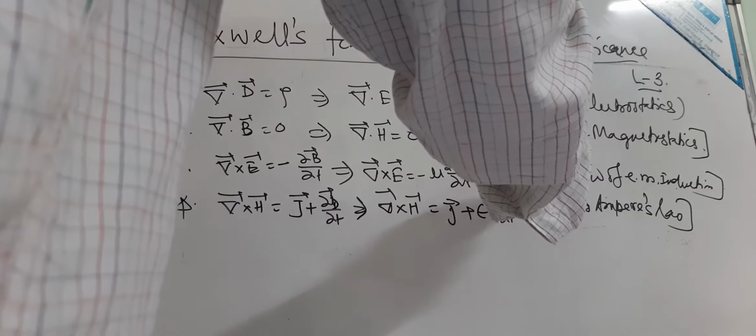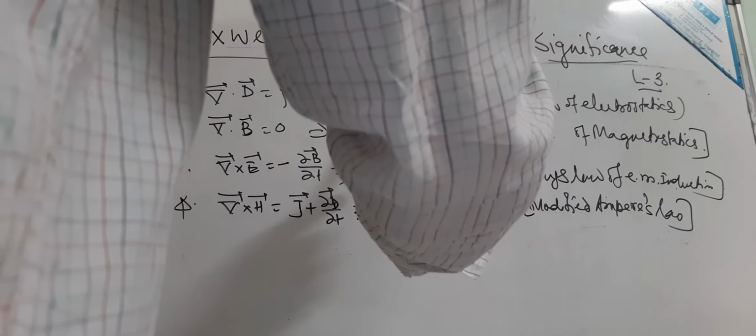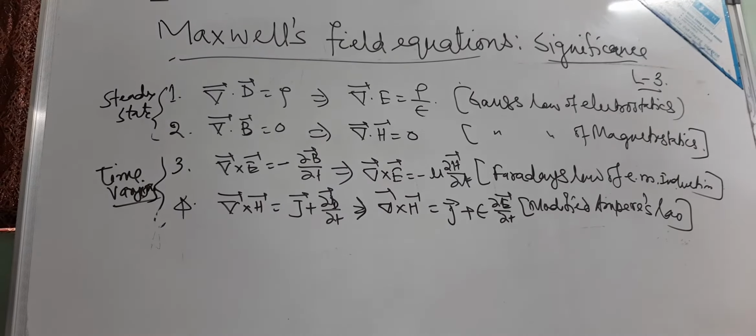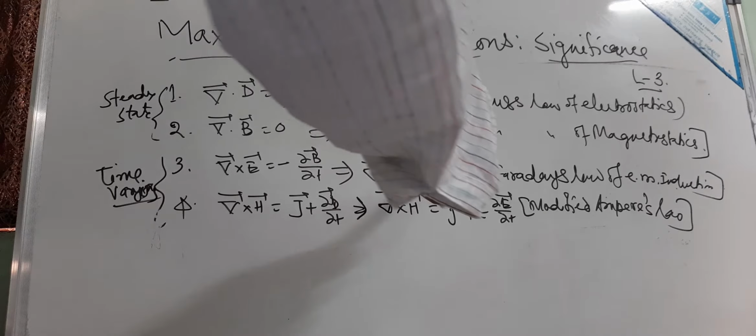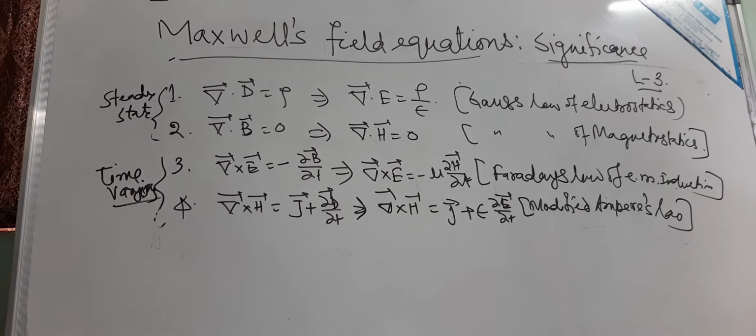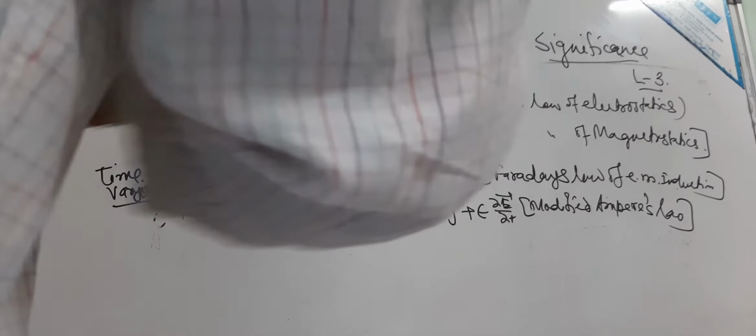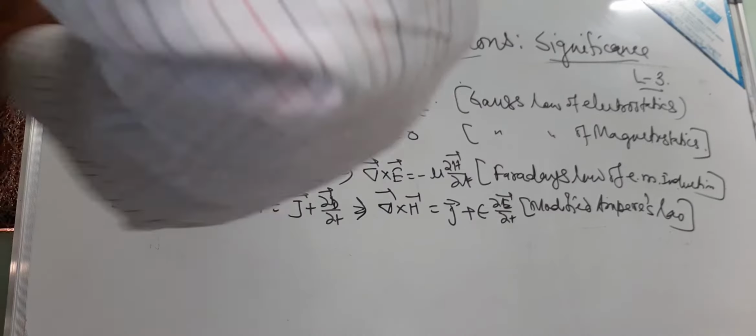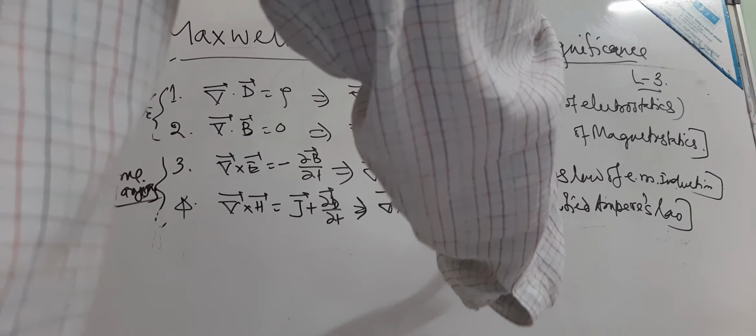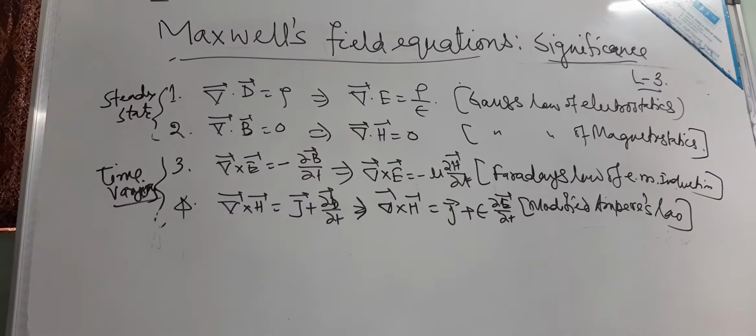One is Gauss's law of electrostatics: the electric field is related to the charge density divided by the permittivity of the medium. Another is Gauss's law of magnetostatics, which says the divergence of the magnetic field equals 0. The third is Faraday's law of electromagnetic induction: the change of magnetic field produces the electric field. And in the modified Ampere's law, the time varying electric field plus the conduction current density will produce the magnetic field.